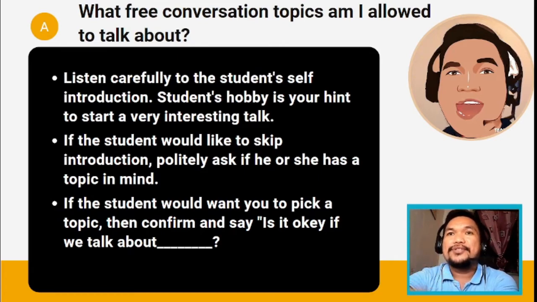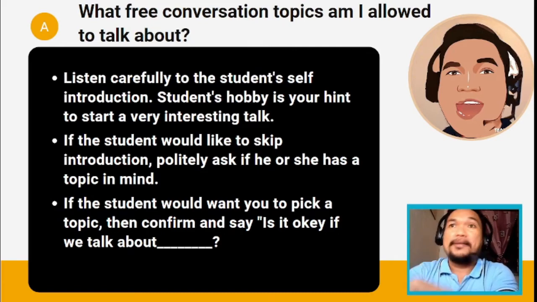Listen carefully to the student's self-introduction. That's actually your hint. The student's hobby is your hint to start a very interesting talk. And if the student would like to skip the introduction, politely ask if he or she has a topic in mind. So you can say, do you have any topic in mind that you would like us to talk about? Then the student will give one. If the student would want you to pick a topic, then confirm and say, is it okay if we talk about? That's how you say it.